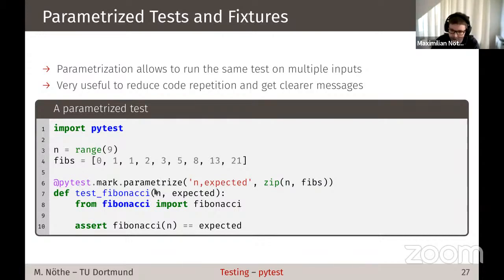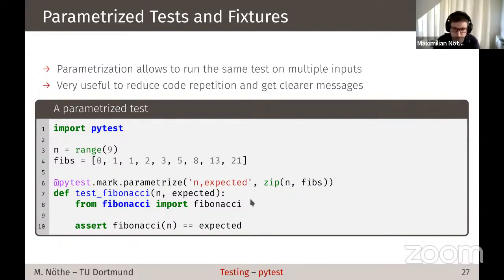So I use this mark parametrize function of pytest, give it 2 arguments, the n and the expected, and have to use this zip to make sure that I get for each iteration of the test the combination of 1 n and 1 Fibonacci number. And then I can define this function here that takes these 2 arguments. And then I can just write assert fibonacci of n equals the expected number. And I have a test that runs for all these numbers here, but I had only to write it once. And because of this parametrization, it will run for all the test cases.